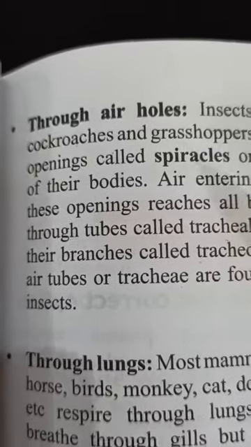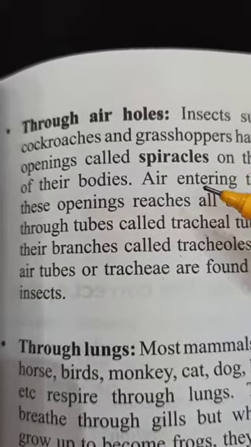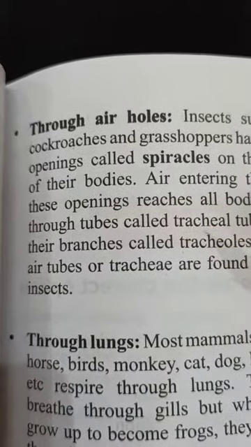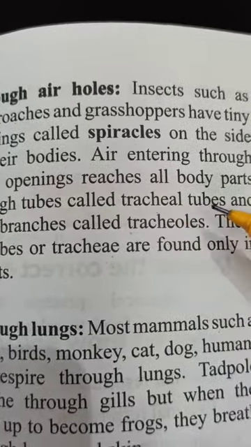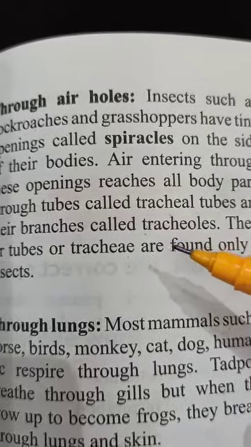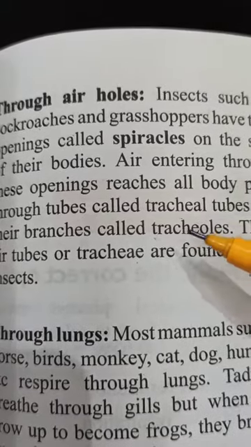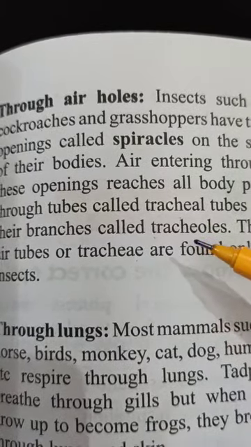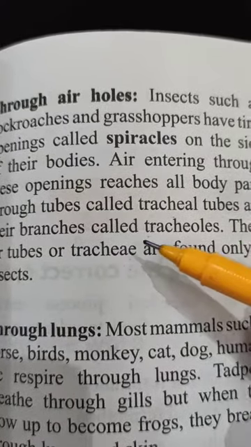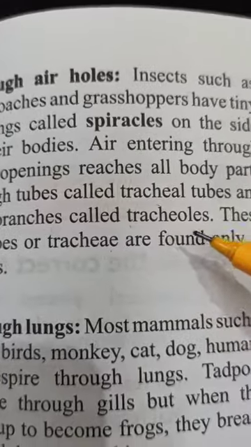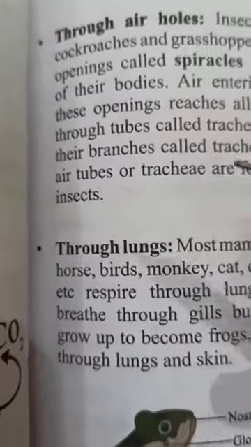Air passes into the body through the spiracles and reaches all parts of the body through tube-like structures called tracheal tubes and their branches. These tubes are branched and form a network inside the body reaching all the parts, and those branches are called tracheoles. Okay children, so this is about insects.